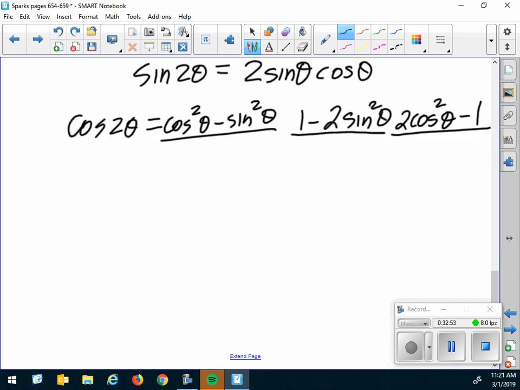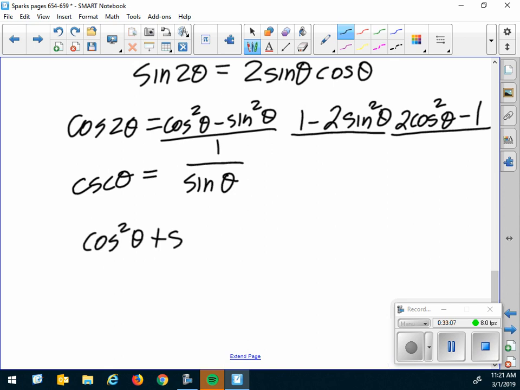It could say cosecant theta equals, and you'd say it's 1 over sine theta. It could say cosine squared theta plus sine squared theta, and you'd say, well, that's 1. So it's just knowing your formulas.